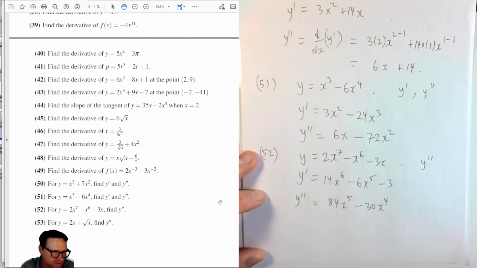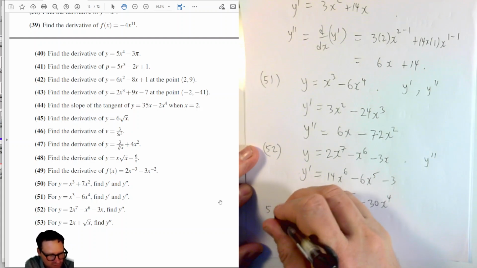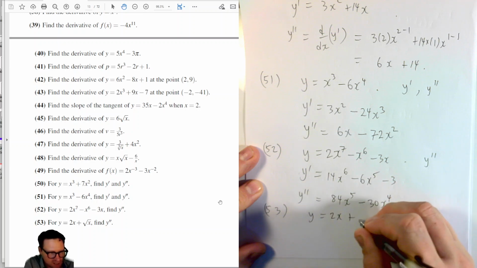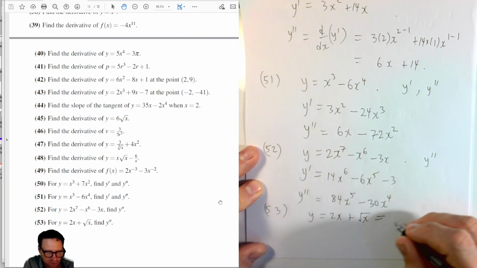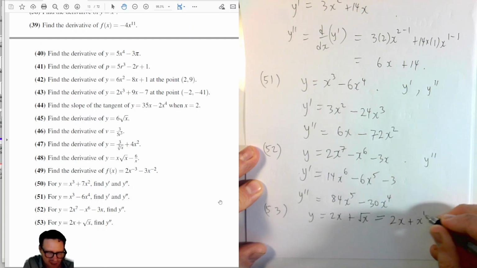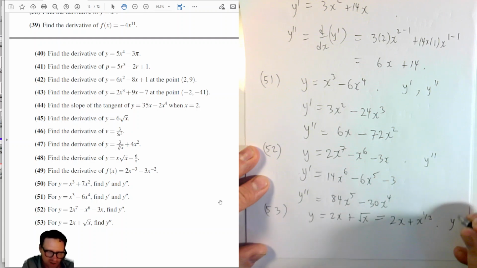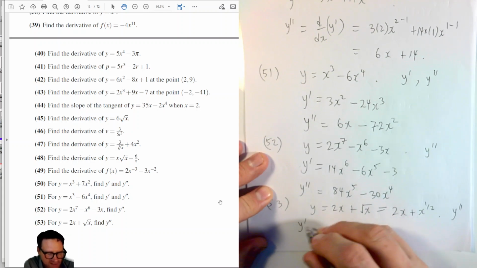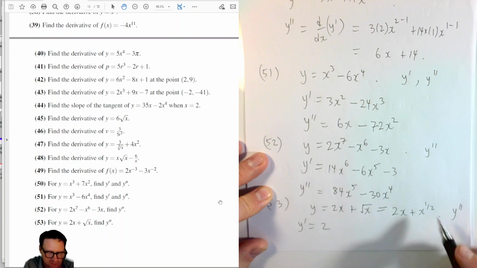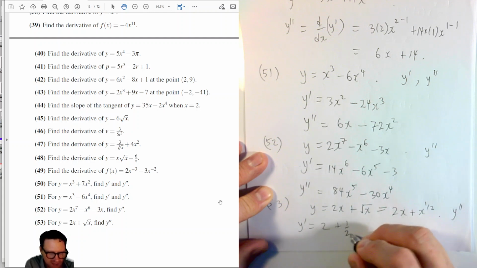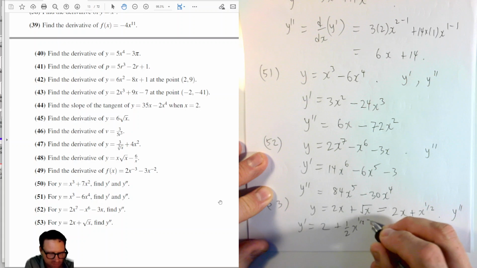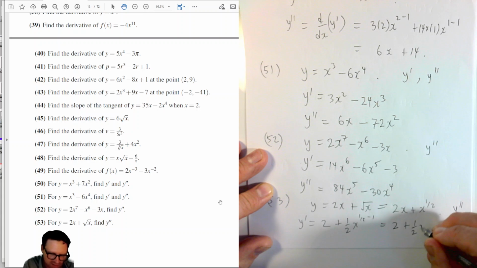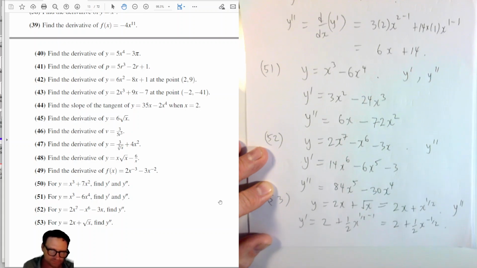Okay, so I think this is the last one. Question 53. y equals 2x plus root x, which we want to write as 2x plus x to the 1/2. And we've got to find y double dash. Okay, so let's differentiate this. y dash is 2. Bring down the half. So plus 1/2 x to the power of 1/2 minus 1. So we have 2 plus 1/2 x to the minus 1/2.